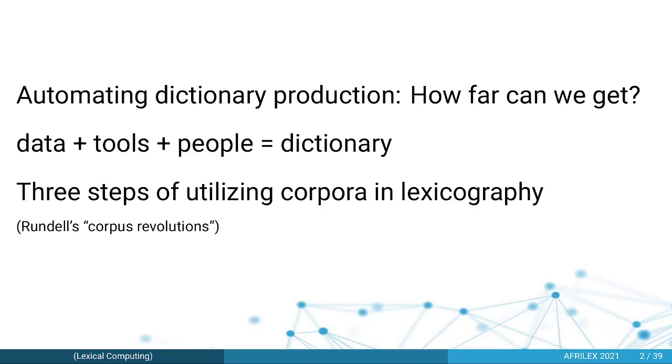I will start with some historical overview in terms of how I see that things developed and where we are at the moment, and how far we can actually get. I see dictionary production as a process that requires some input data, tools to work with the data, and people to make sense of the tools and data, basically. And I will reuse Michael Randall's concept of corpus revolutions here to describe what I see as 3 steps of utilizing corpora in lexicography.